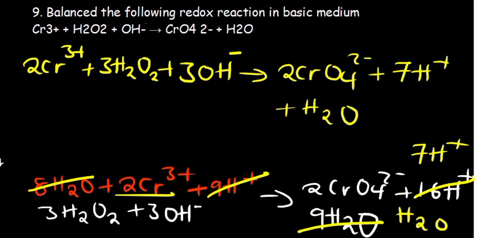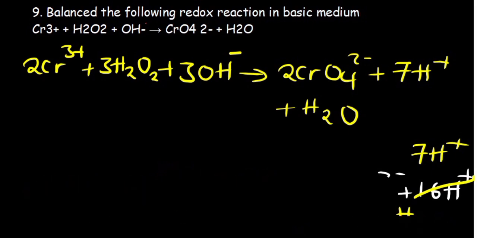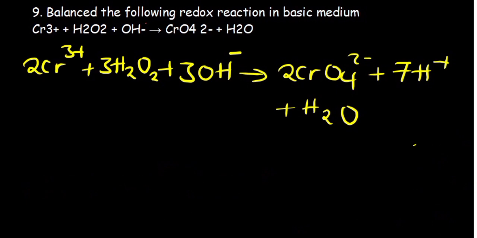So in basic media, basically what we want to see is hydroxide ions. We don't want to see hydrogen ions. In acidic media, we get to see the hydrogen ions. So let's do away with the hydrogen ions by adding an equivalent number of hydroxide ions, so that they form water. Whatever you do to the left should be done to the right hand side as well.